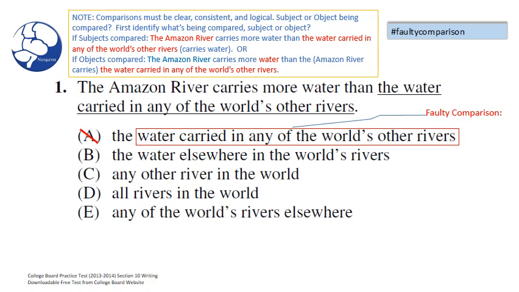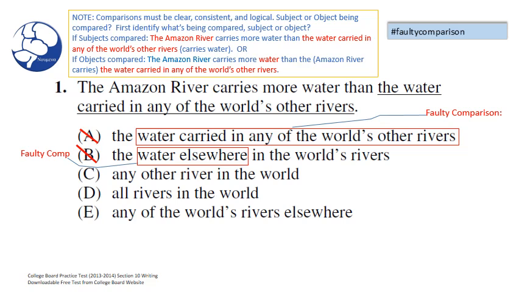So we can eliminate A. Great. Well, if we're eliminating A along that logic, then can't we eliminate B as well? We can, because in B, again, we have the water playing the role of the subject in the second implied clause. And so, again, we can eliminate B for the same reason as A.